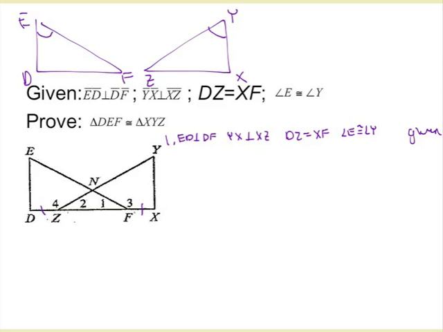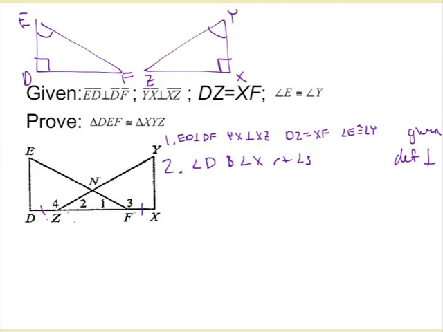So the first piece of the given that I haven't been able to mark up is something about perpendiculars. What do perpendiculars tell us? Right angles. So angle D and angle X are right angles. Definition of perpendicular. And then I can mark that. So now I have 2 things marked up. We need 3 things marked up.